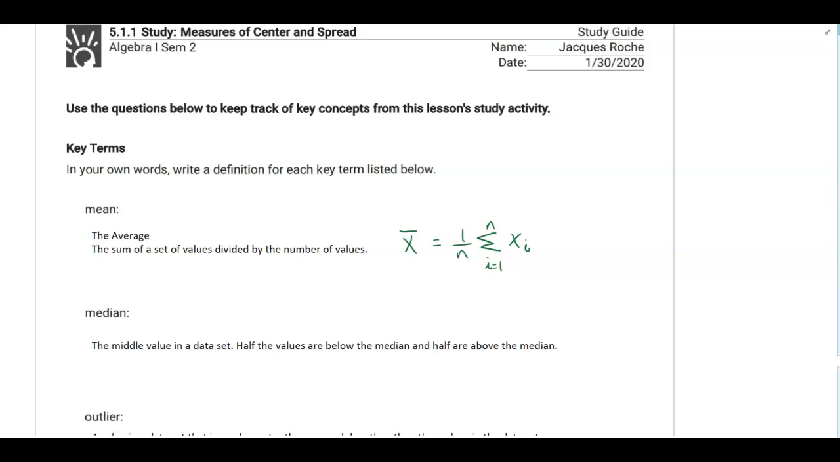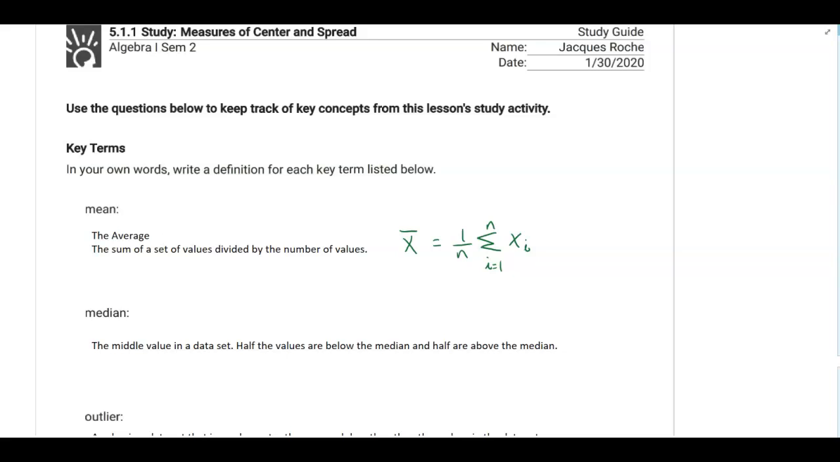So, chapter 5.1 is all about the study of statistics. And this first unit is about the measures of center and spread. Some of these terms you may have already worked with before, so let's get started.